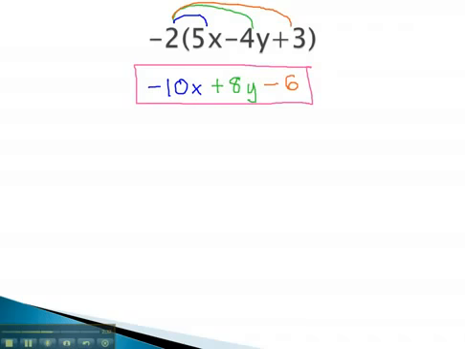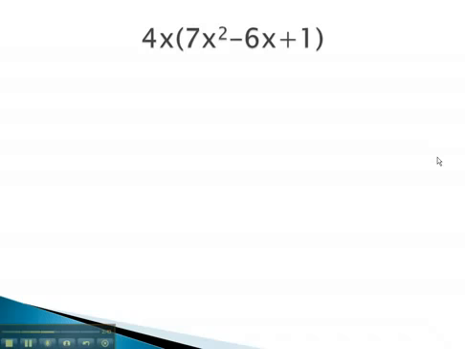Let's also do an example that's got more than just a number in front of the parentheses. Here, we have a 4x in front of the parentheses. Again, to multiply it through, we can multiply it by each term through the parentheses. Let's start by multiplying the 4x times the 7x squared.